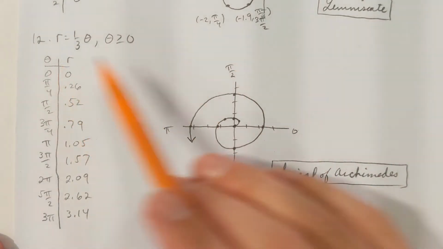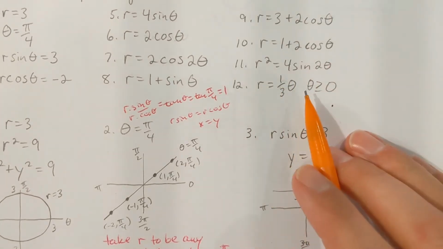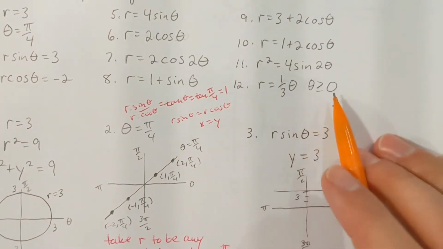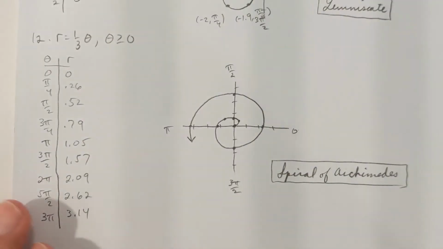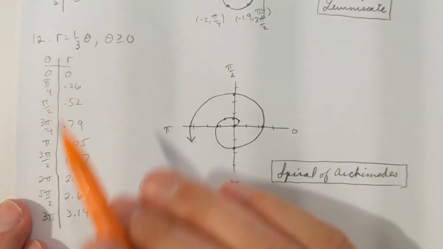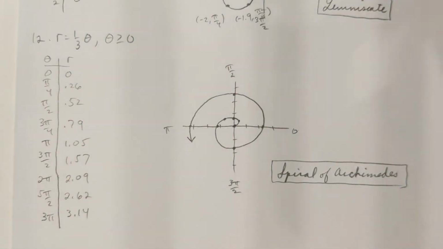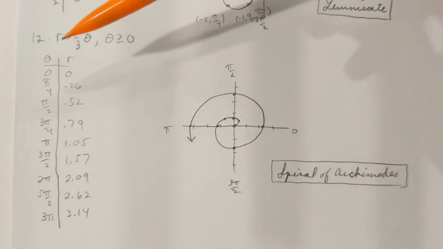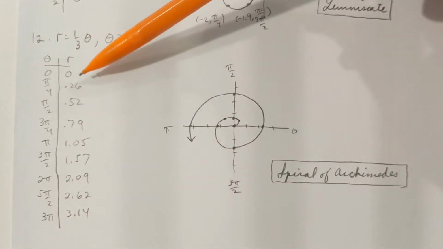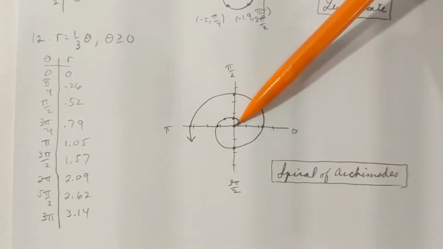Okay, and then problem 12 is the last one that I had in this list. In this problem, we're going to let theta be non-negative. If theta is negative, I'll mention what's going to happen there at the end. All right, so I'm just going to select some theta values. Like if theta is 0, r would be 0. Here's 0, 0 on the graph.